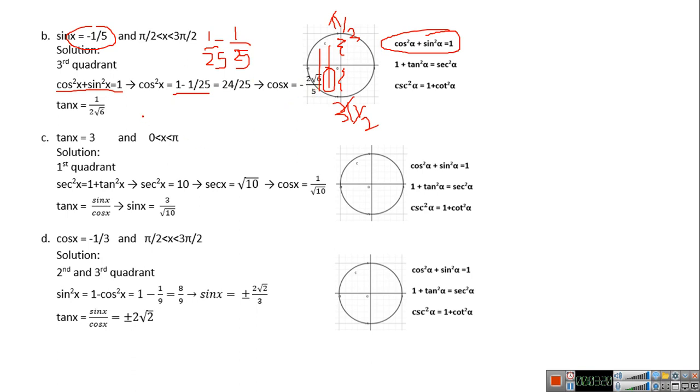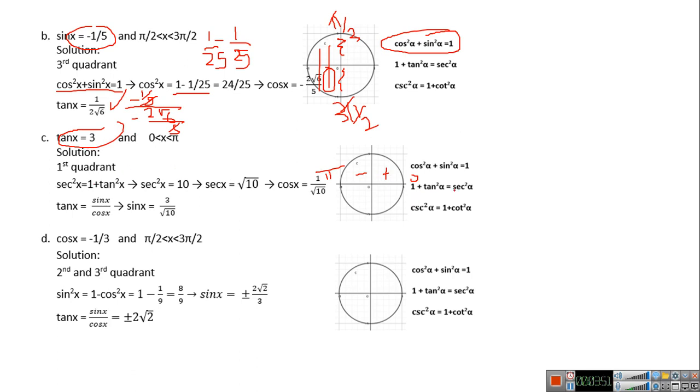We need to find tangent. Tangent is sine over cosine, so minus 1 over 5 over minus 2 radical 6 over 5. The 5 and 5 cancel out. Minus over minus is positive, so it will be 1 over 2 root 6. Now we have it from 0 till pi. And since tangent of x here is positive, and here the tangent is positive, here the tangent is negative, we are talking in the first quadrant.